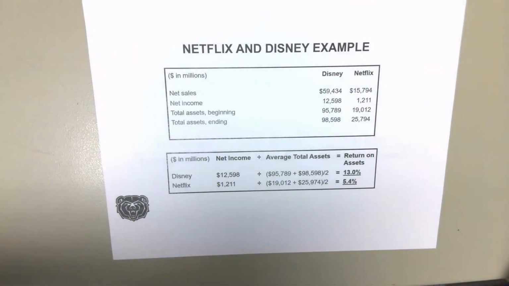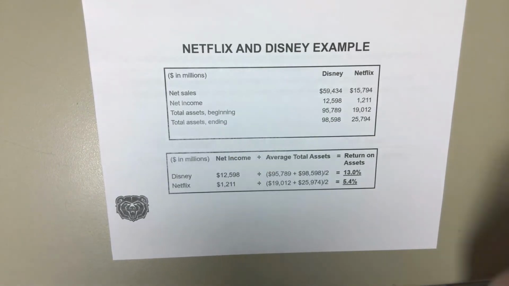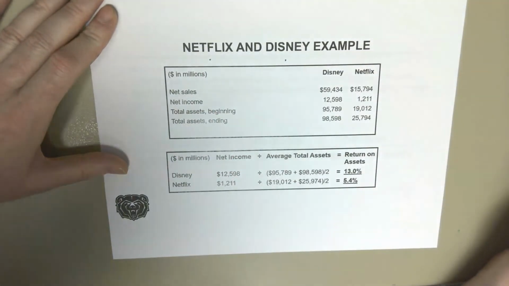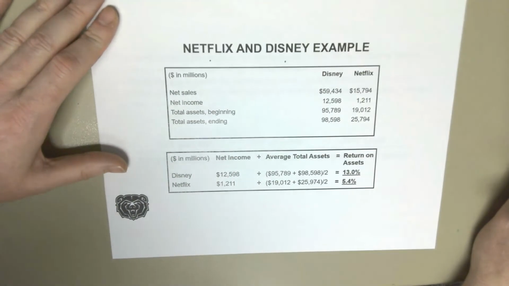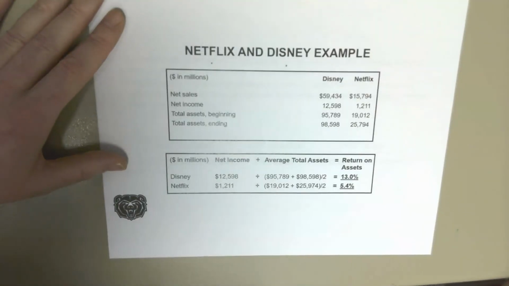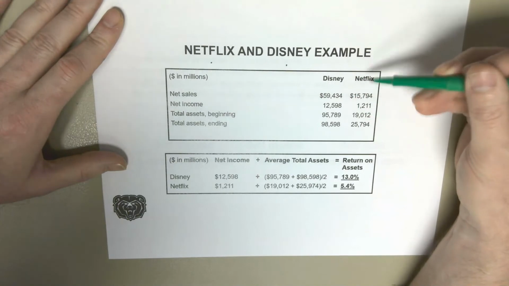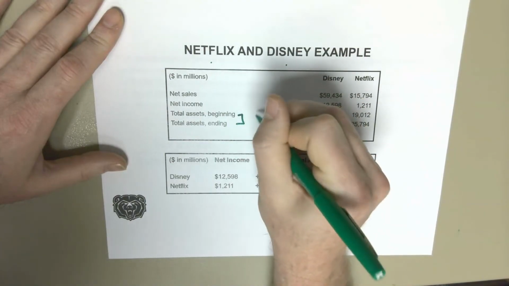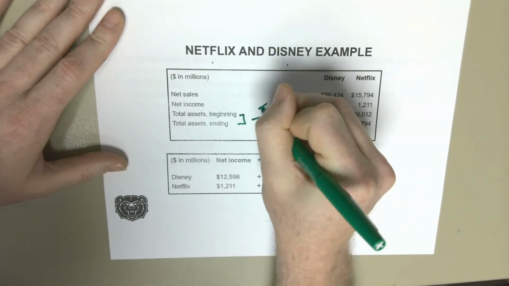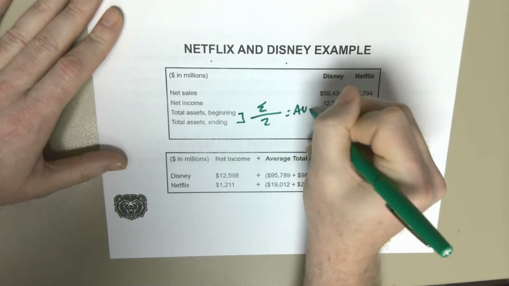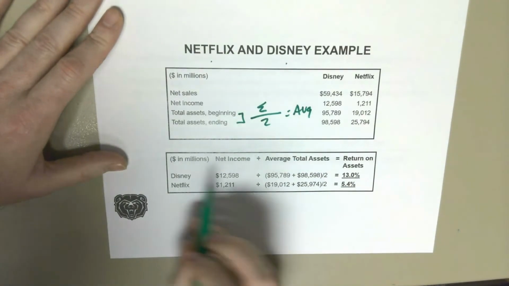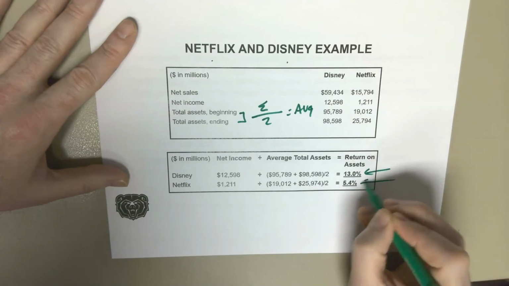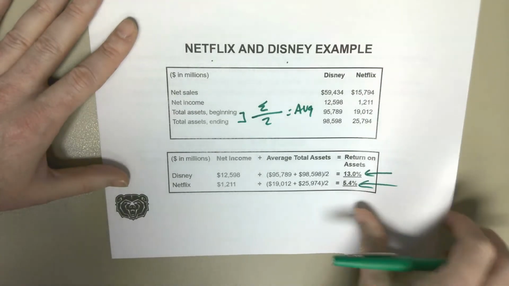So we can look at two companies here that are both wildly successful, but wildly different in many ways. Okay? So it's Netflix and Disney. I would imagine nearly everybody in the class knows who these companies are. Okay? This is all the information they're going to give us right here. We got net sales, net income, total assets beginning, total assets ending. Add these two together and divide by 2, right? And that gives you your average. Okay. So our net income divided by our average total assets is a return on assets of 13% and a return on assets of 5.4% respectively. Okay.